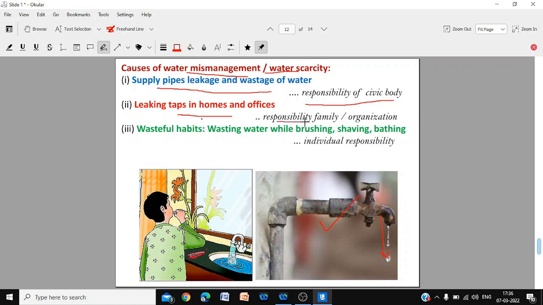This is the responsibility of the family or the organization. It can be the office or the school or the college or the factory. It is the family's responsibility if it is occurring in your home. Wasteful habits, personal habits, these are individual responsibility. This boy is irresponsible because while he is brushing his teeth, a lot of water is wasted. What should he have done? He should have closed the tap. If he had closed the tap and afterwards reopened it when he wants it, then the wastage of water would have been minimized. So this is the individual responsibility, our personal habit when we waste water.